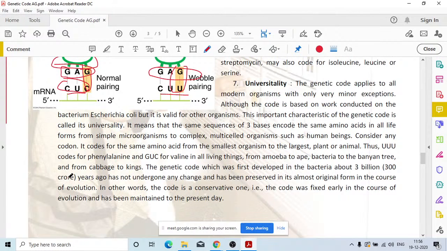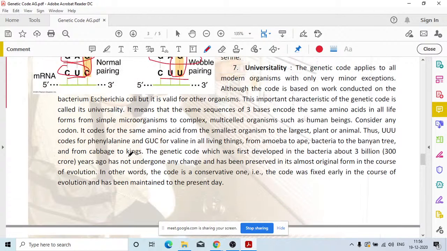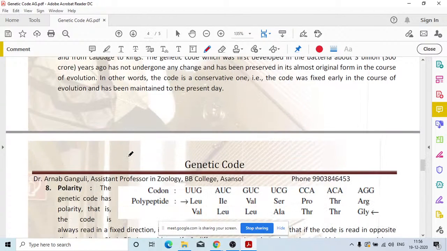Universality. In all organisms, the genetic code is universal, it is the same. There are certain exceptions, in mitochondria and some bacteria, and you have to read about those exceptions.